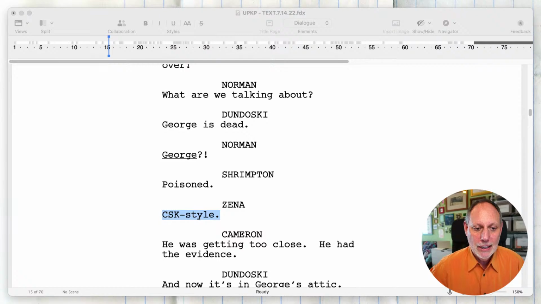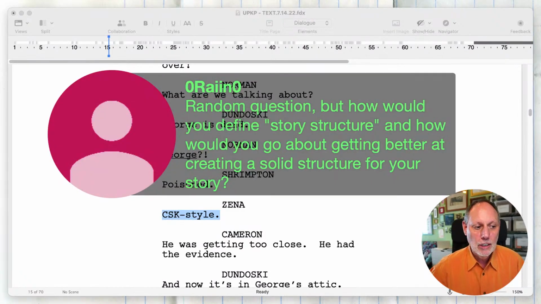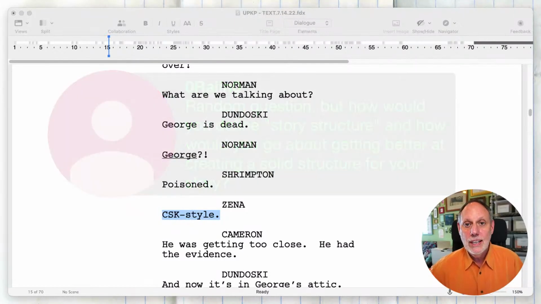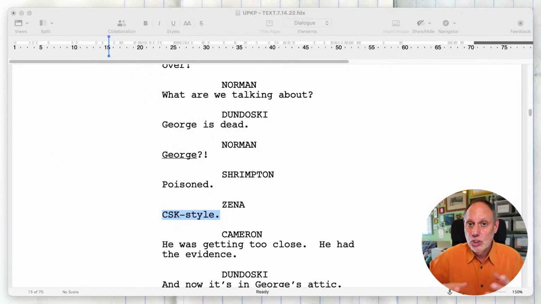So the way you get better at creating a solid structure of your story is number one, top thing to do is watch a lot of movies or shows or whatever it is that you're writing, or read a lot of books or watch a lot of plays. You should actually do all of those things.